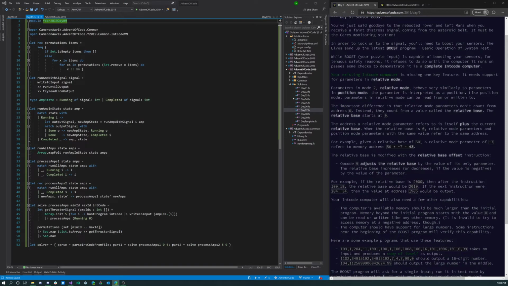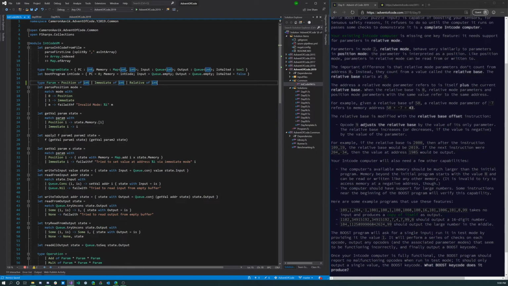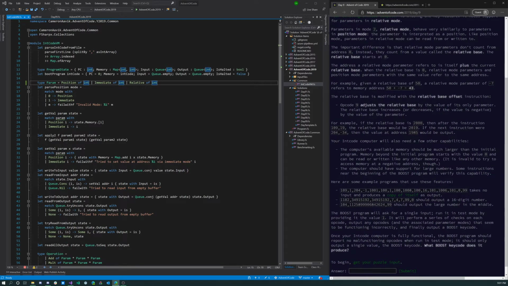Relative mode. Okay, so let me go back to my common, and we're going to add a new mode. So we got a relative mode, and the parameter is interpreted as a position relative from the relative base. The address the relative mode parameter refers to is itself plus the current relative base.